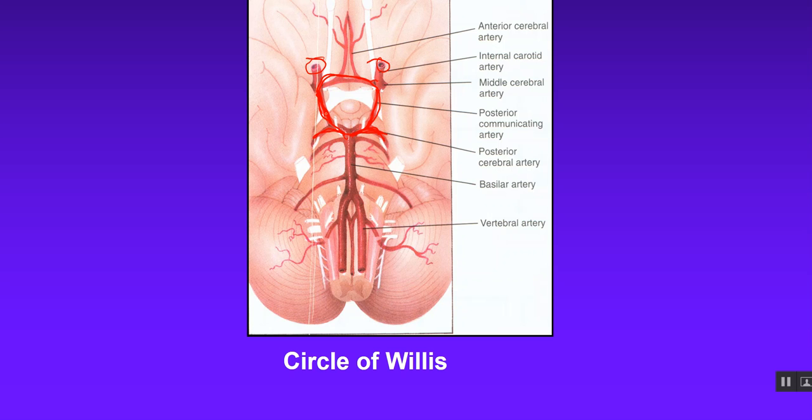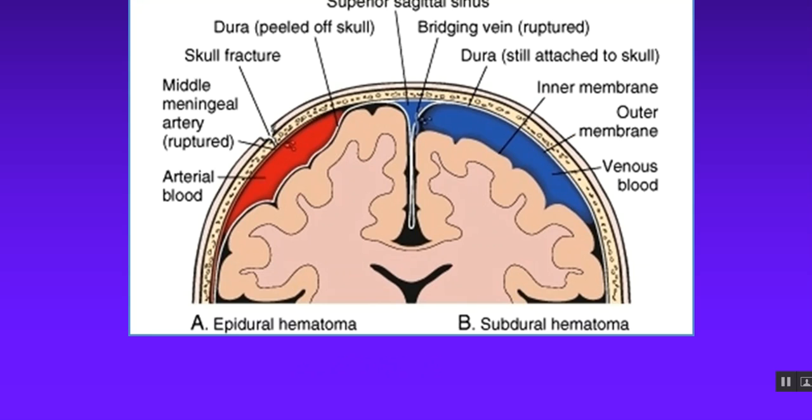The communication between these and the internal carotids is called the posterior communicating artery, between the posterior cerebral and internal carotids. That's how you can get blood supply there. And this guy up front here is the anterior communicating between the two anterior cerebral arteries, and that's how blood can flow around and get past clots and blockages.